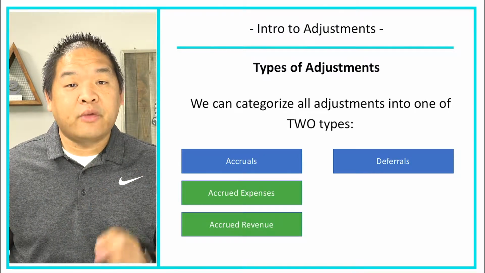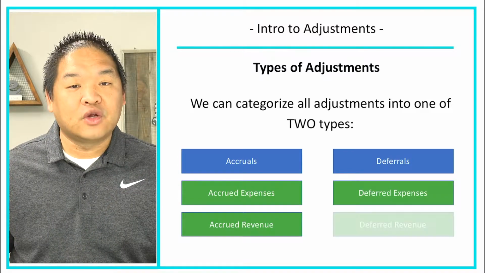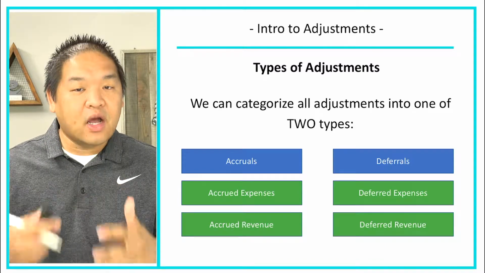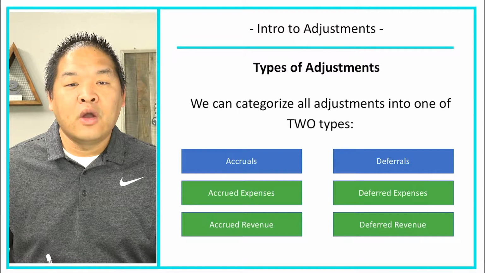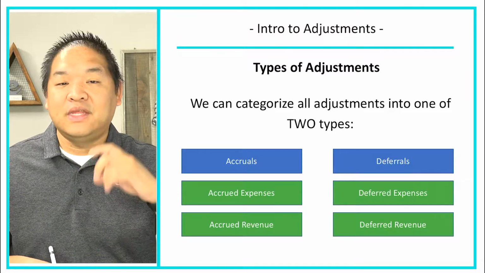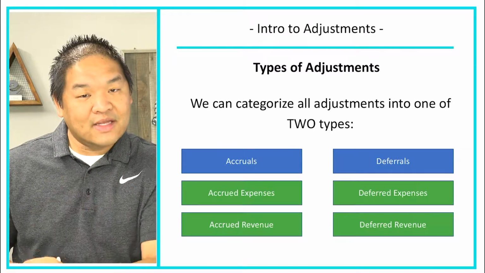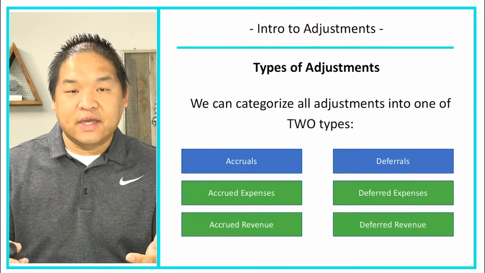On the deferral side, we've got two as well. We have deferred expenses as well as deferred revenue. Now, what are deferred expenses and revenues? Again, we're going to talk about that in another lesson, but on a deferred expense side, we're saying that we paid cash for the expense now, but the expense hasn't been incurred yet. We are going to defer the recognition of the expense until later when we've actually incurred the expense.